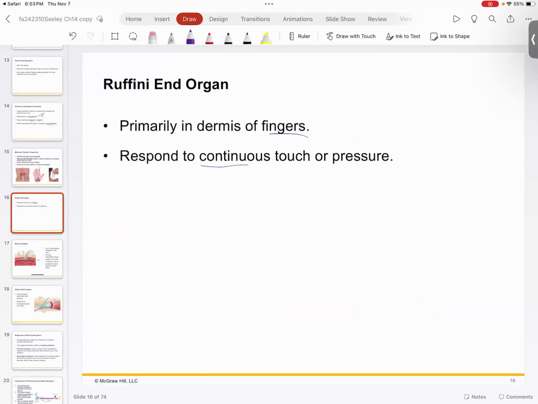So this is like continuous touch and continuous pressure. You have a lot of nerves in your fingers. That is what allows you to sort of feel your world, essentially. And it gives you a lot of fine sensation.